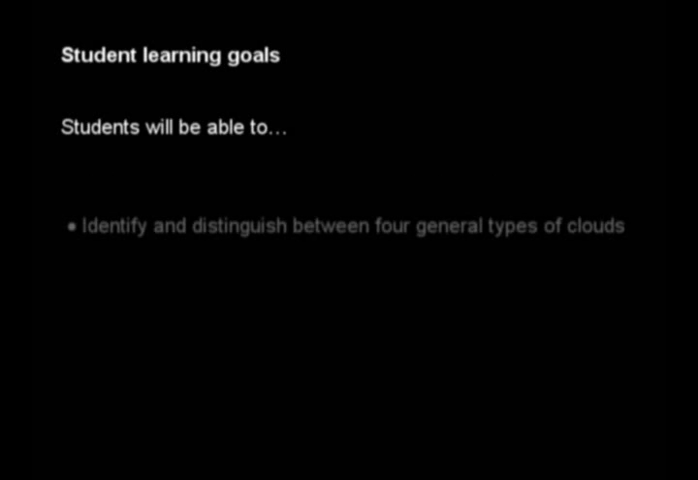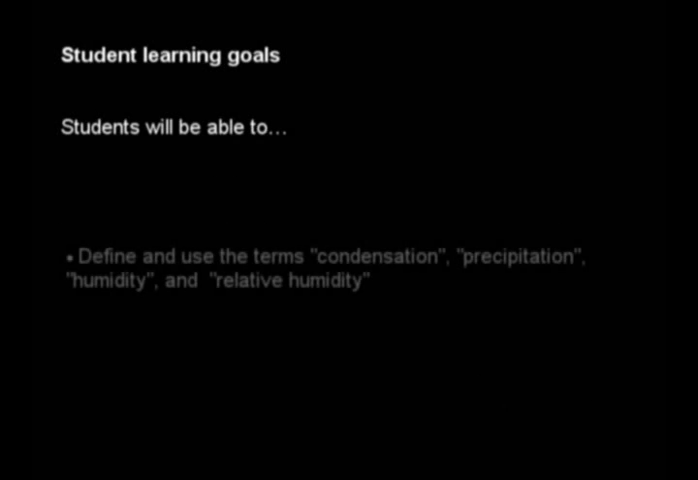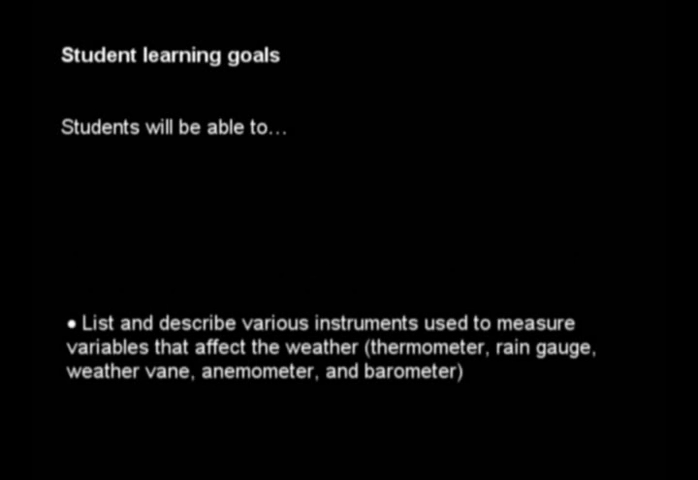Students will be able to identify and distinguish between 4 general types of clouds: cumulus, cirrus, stratus, and cumulonimbus. Students will be able to define and use the words condensation, precipitation, humidity, and relative humidity. Students will be able to list and describe various instruments used to measure variables that affect the weather, regarding a thermometer, rain gauge, weather vane, and barometer.